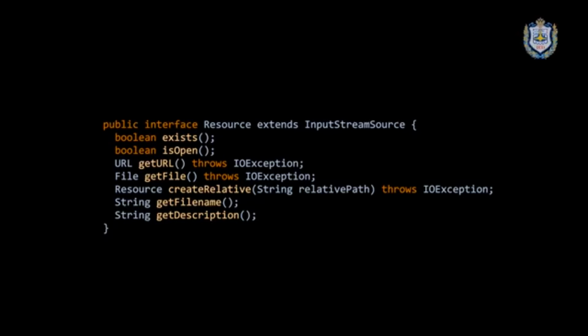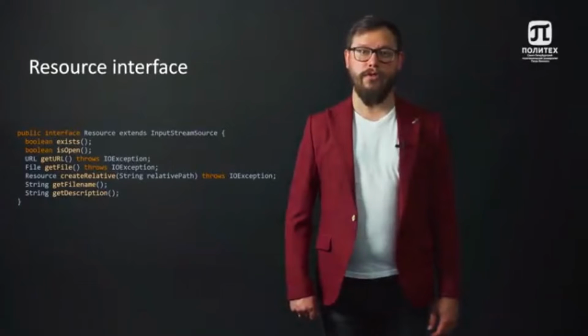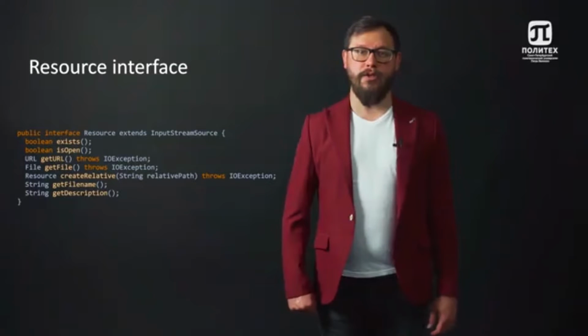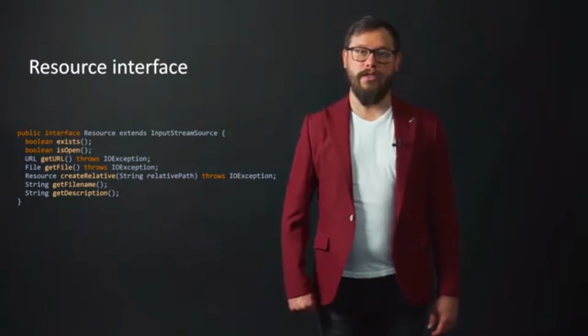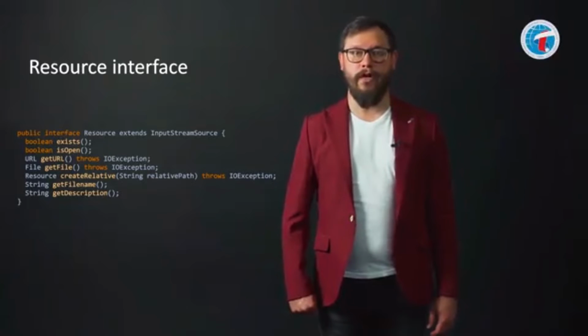exists returns a boolean indicating whether this resource actually exists in physical form. isOpen returns a boolean indicating whether this resource represents a handle with an open stream. If true, the input stream must be read once only and then closed to avoid resource leaks. It will typically be false for resource implementations, with the exception of InputStreamResource. getDescription returns a description for this resource. The description can be used for error output when working with the resource. The description is often the fully qualified file name or the actual URL of the resource.